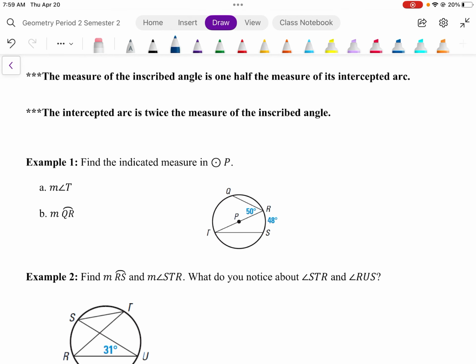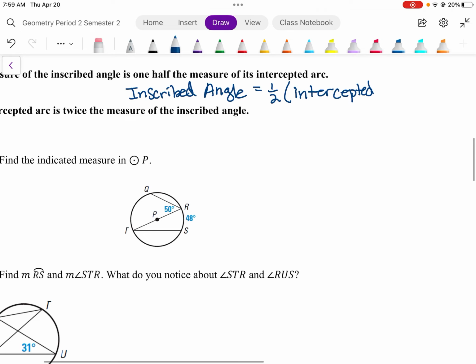Using that, we are also able to have an equation that helps us find the angle measurement or the arc measurement. So for this one, the inscribed angle is going to be 1/2 the measure of the intercepted arc. So we're just going to take 1/2, and if we know the measurement of the arc, we are just going to multiply it by the 1/2, and then we'll know what the angle measurement is.